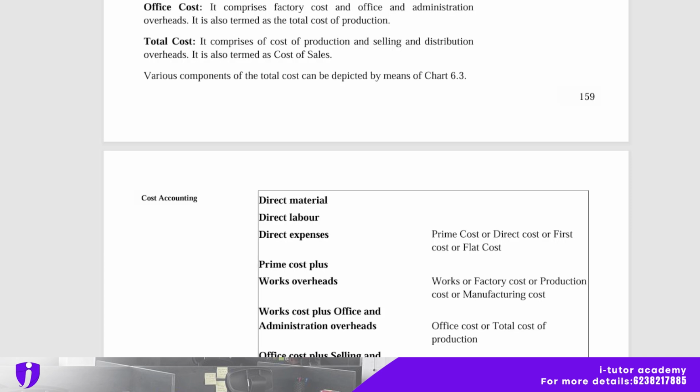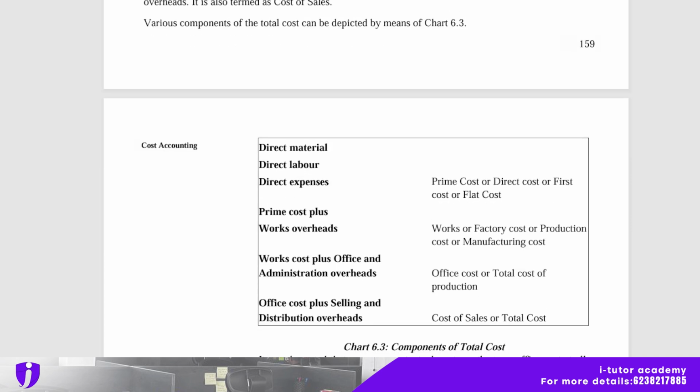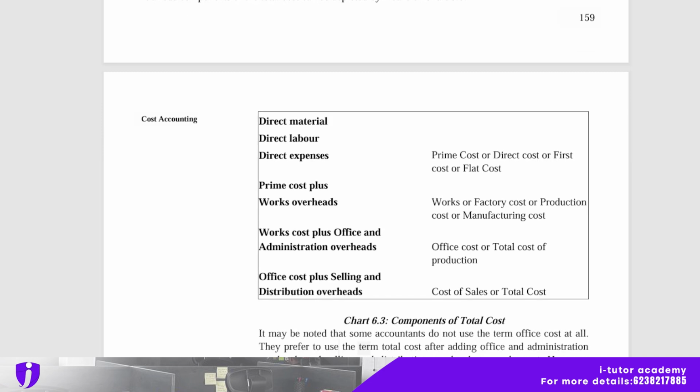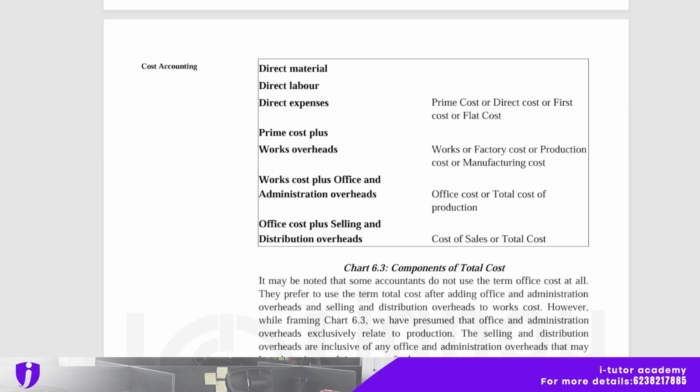And the various components of the total cost can be depicted by means of a chart: direct material, direct labor, direct expenses. Okay, components of total cost. And prime cost plus works overheads gives works or factory cost, or production cost or manufacturing cost. And works cost plus office and administration overheads gives office cost, plus selling and distribution overheads.